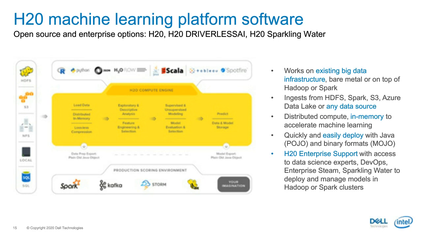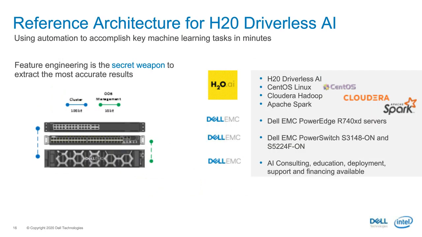H2O also plugs in with your data analytics environment, so it can work with Hadoop, it can work with Spark. So one of the things that you'll see are reference architectures that we worked on for those environments. However, the one that I'm going to talk about first is a product called Driverless AI. So Driverless AI is H2O's key product that actually incorporates their AutoML capability.